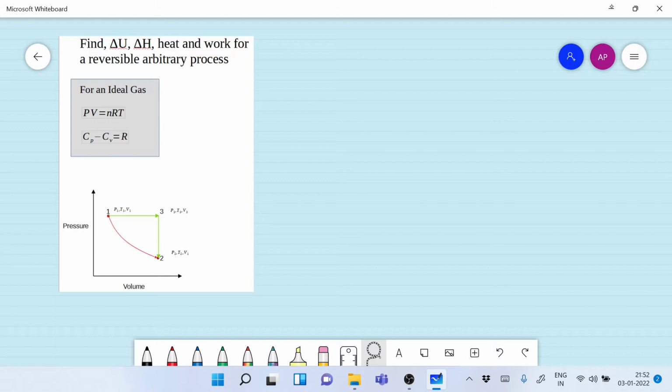Today we will learn something very interesting. We will learn how, for an arbitrary process, you calculate the change in internal energy and the change in enthalpy. Also, how do we calculate the heat and work?